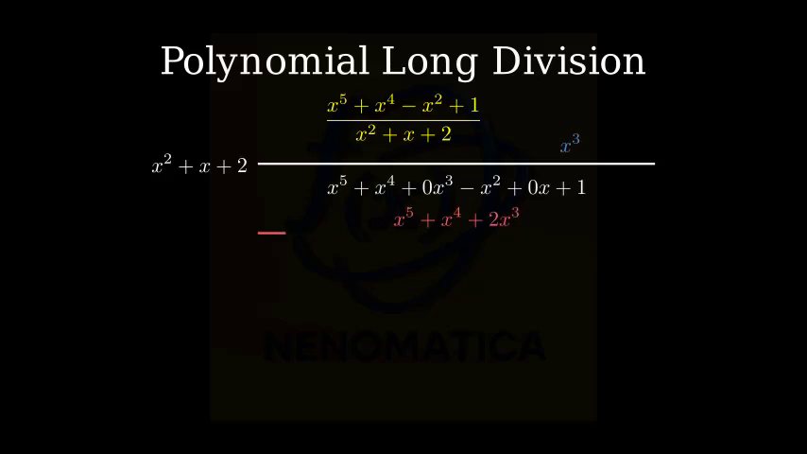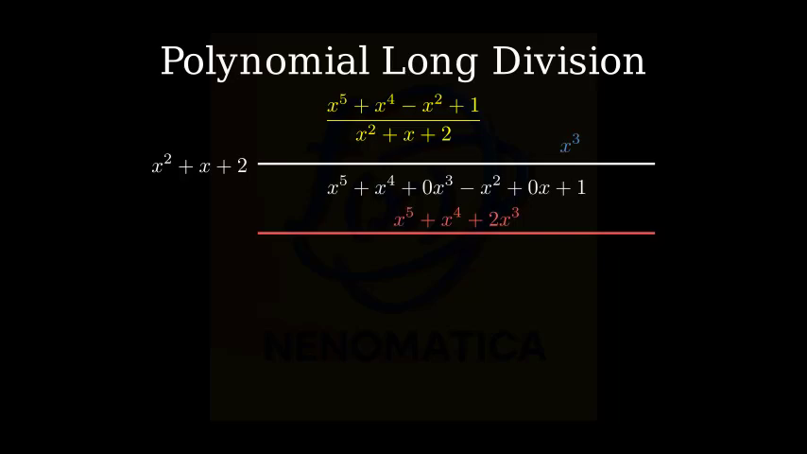Now, we multiply the entire divisor by this first quotient term, x cubed. This gives us x squared times x cubed, which is x to the fifth, plus x times x cubed, which is x to the fourth, plus 2 times x cubed, which is 2x cubed. So we get x to the fifth plus x to the fourth plus 2x cubed. We write this below our dividend, making sure to align like terms.